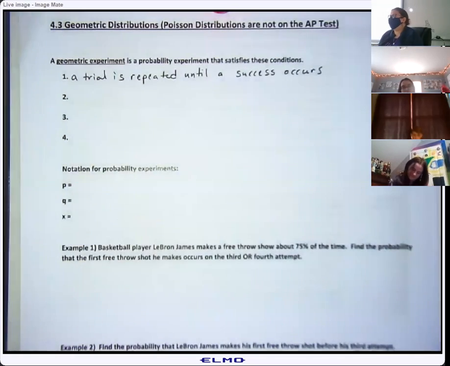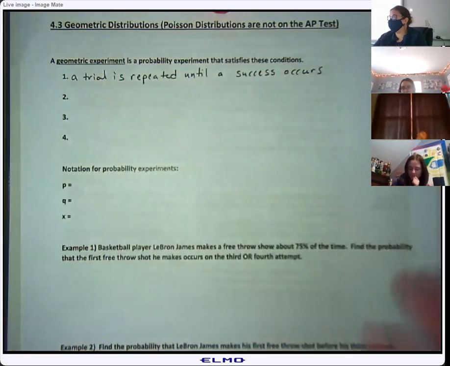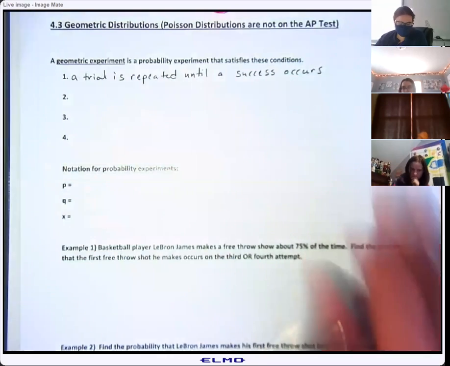This is more like what you would do if you were like, let's see how many times it takes you to get a free throw in basketball, right? Like, let's just try it. So it could take somebody 25 times. It could take somebody once, right? Depends on the person. So there's no set number of trials. So that's a really obvious difference between binomial and geometric.